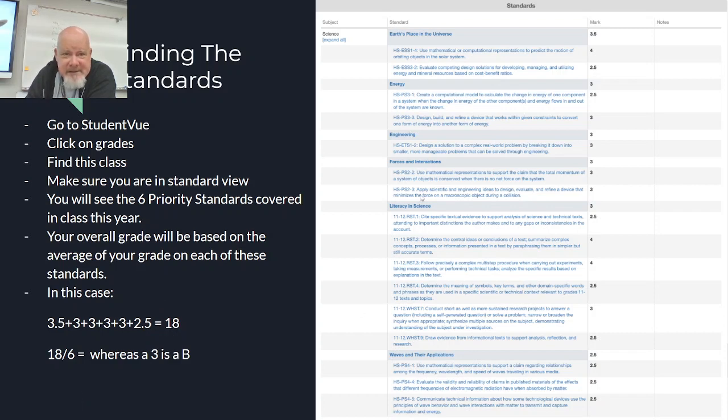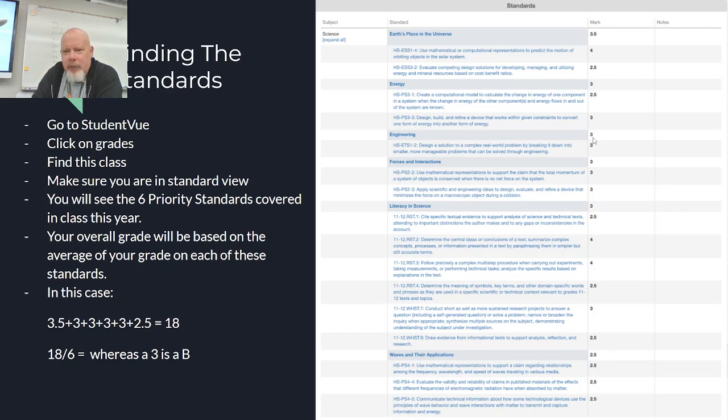Now there's 6 priority standards shown on here. So what you would do is take that total and divide it by 6, and that'll give you the average. So 18 divided by 6 is a 3, and a 3 corresponds to a B in our grading system.